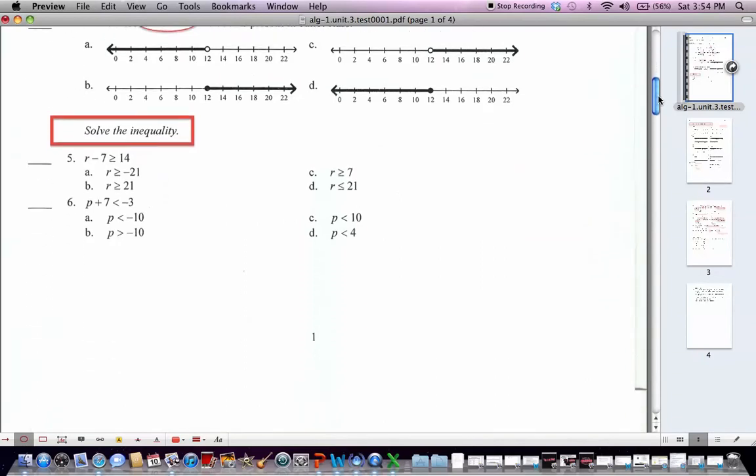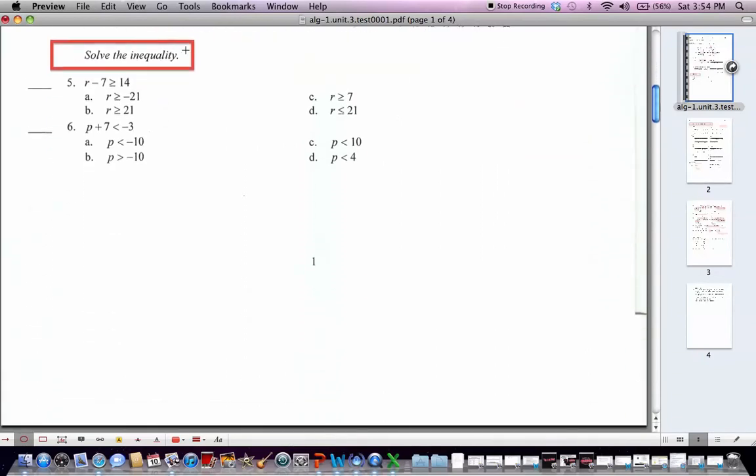Number 5, solve the inequality. You're just solving the inequality. So number 5, r minus 7 is greater than or equal to 14. We're going to solve for r. Number 6, p plus 7 is less than negative 3. We're solving for p. So on 5 and 6, we're solving the inequality.